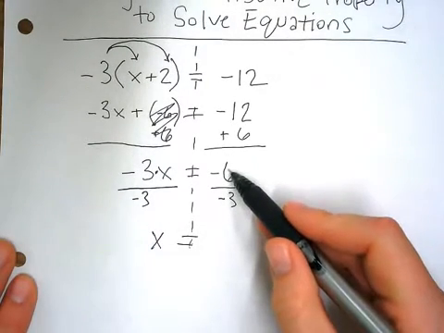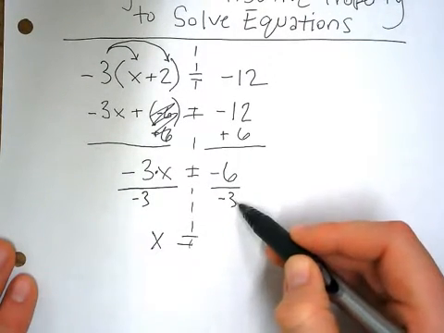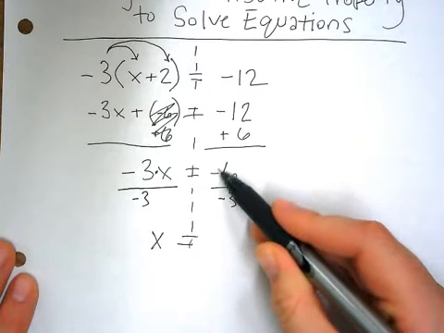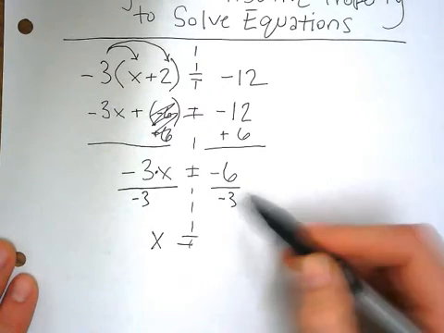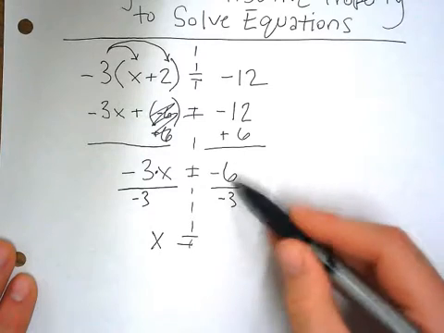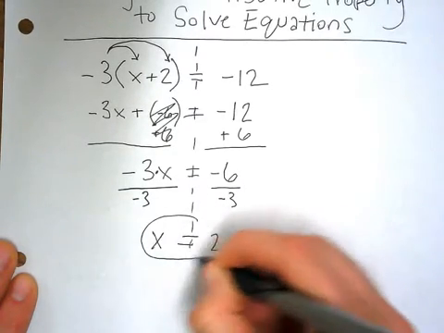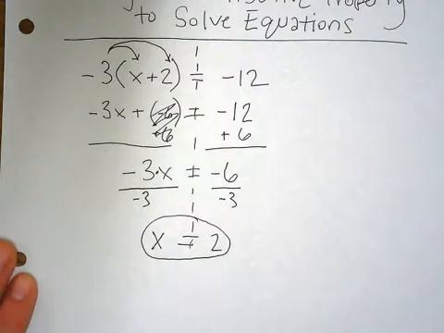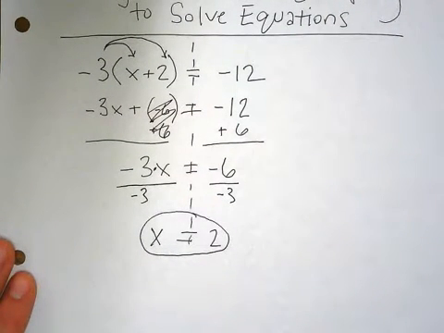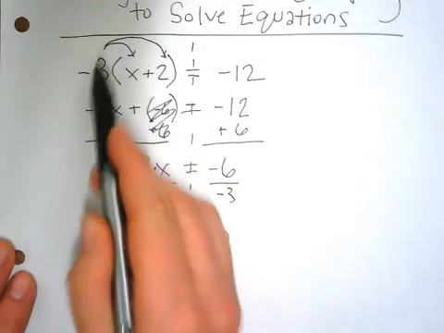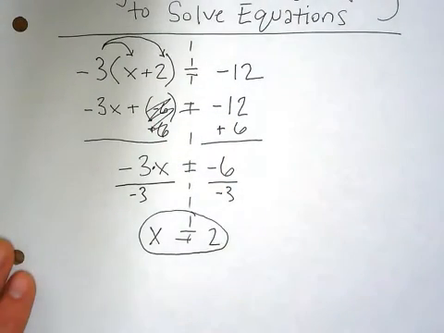And here I know 6 divided by 3 is 2. And I know a negative divided by a negative is positive. So -6 divided by -3 should be +2. And there we go. There is one solution, or one strategy to solve this problem by using the distributive property.